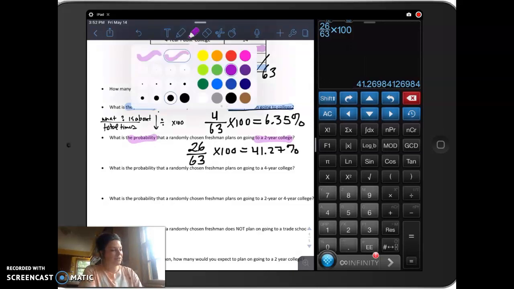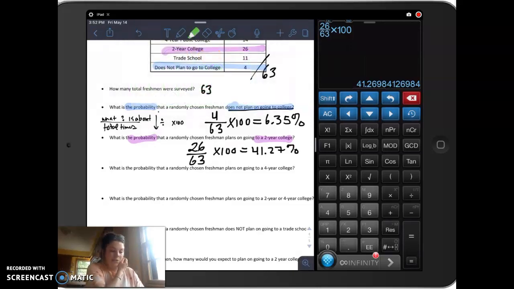Okay, let's try another one. We got, what is the probability? So stop there, set yourself up for success, times 100. And for this question, the total is always going to be 63 because all these questions are about the same table. So there we go.